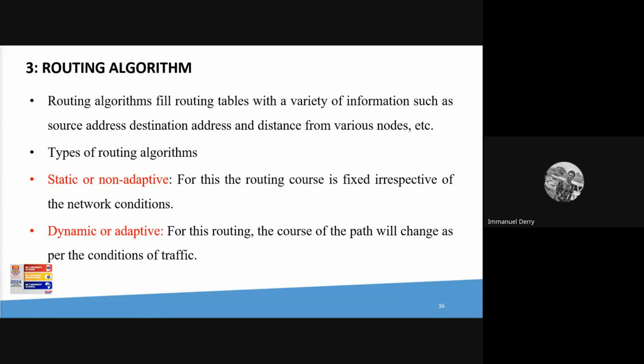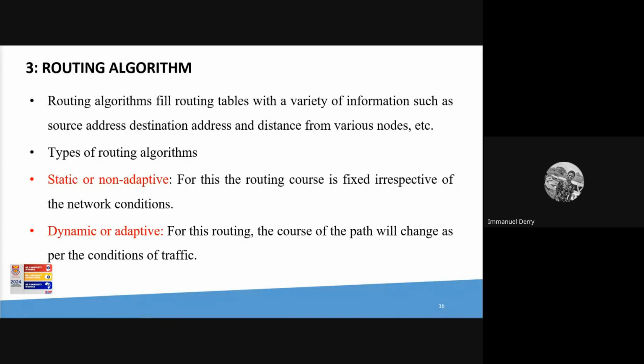All right. So in the computer systems, like our various machines, the devices, the mobile phones, and the rest, they have built-in static or non-adaptive routing algorithms, which use a fixed course irrespective of network conditions. And we also have the dynamic or adaptive path. For this routing, the course of the path will change as per the conditions of the traffic. So as one person asked, is it possible for the information we share to take different paths? Yes. And this is a clear case over here.